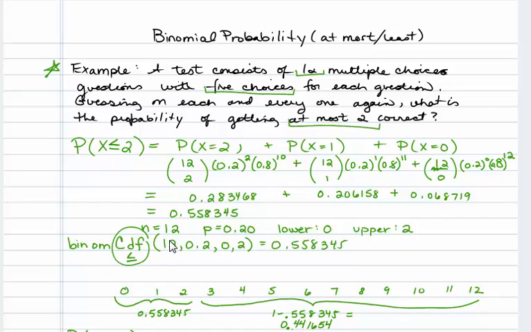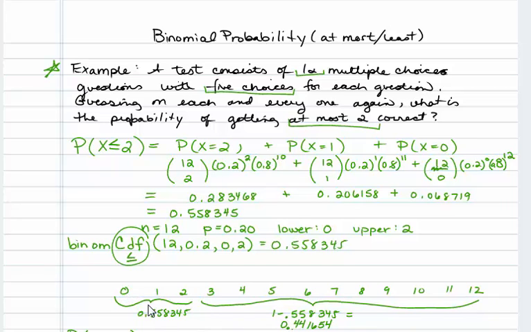And you set up with the number that you are picking from and the probability of getting each one, 0.2, because there's 5 choices for each question. And then you want to go from 0 to 2. And it should spit out the same amount of numbers. And if you look here, I've listed from 0 to 12.